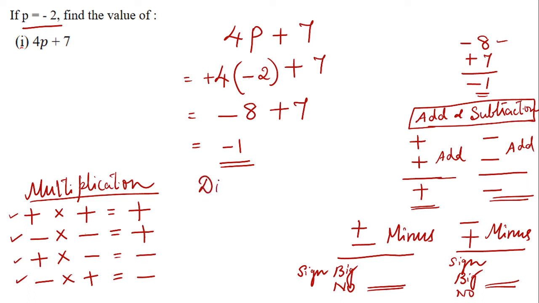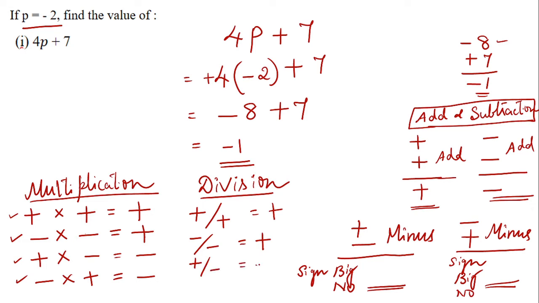Same is the case in division as well. So in division, plus divided by plus will be equal to plus. Minus divided by minus will also be plus. Plus divided by minus will be minus, and minus divided by plus will be minus. So these are the rules.